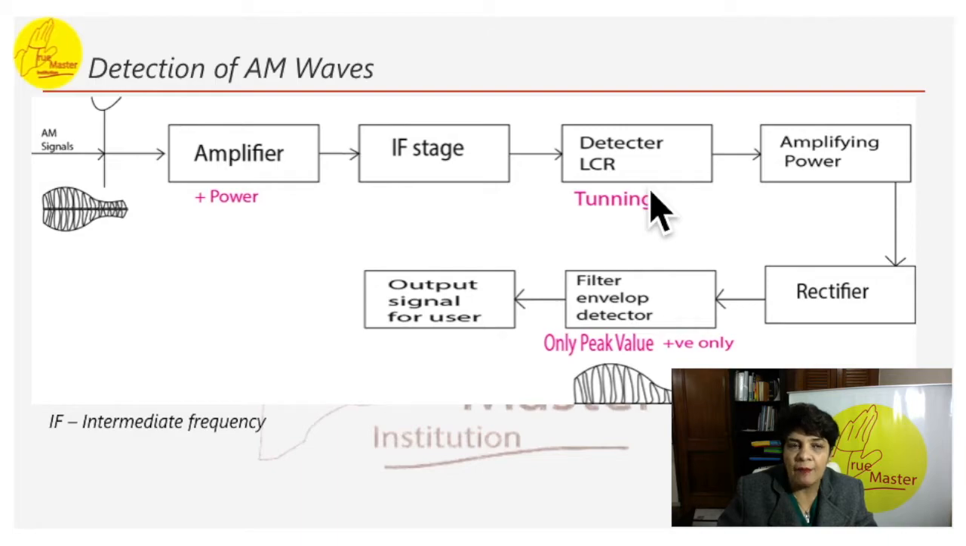This wave will be amplified again. So again we are going to give it power, and then it will be passing to the rectifier. Rectifier will allow only the positive wave. Once the positive wave is passed through, then the filter will filter out only the peak value voltage. Then it will be the final output signal for the user. So the AM wave passes through all these blocks before it reaches the final user.